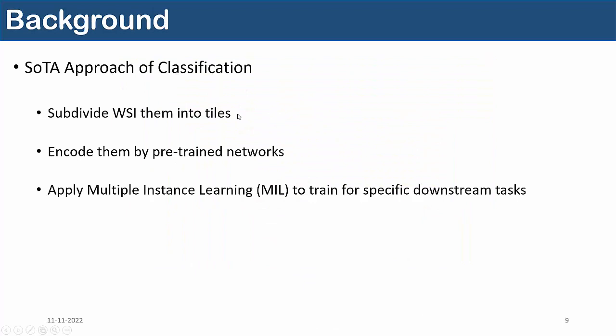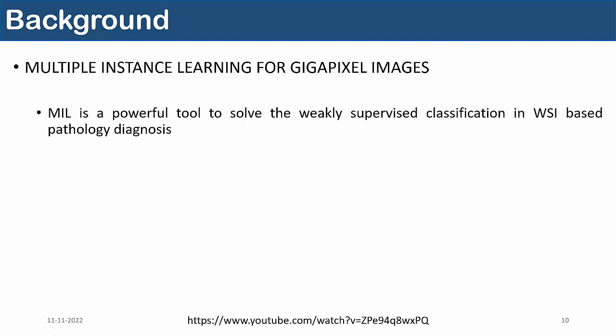The state-of-the-art approach for the classification of such images is that you subdivide your WSI into tiles, as I said earlier, then encode them with some pre-trained networks and apply multiple instance learning to train for specific downstream tasks. This is like a classical binary supervised learning problem that aims at finding a model that predicts the value of a target variable. The term weakly supervised is very important here, because when you get images of such high order, annotating the images is one of the tasks that is not easy.